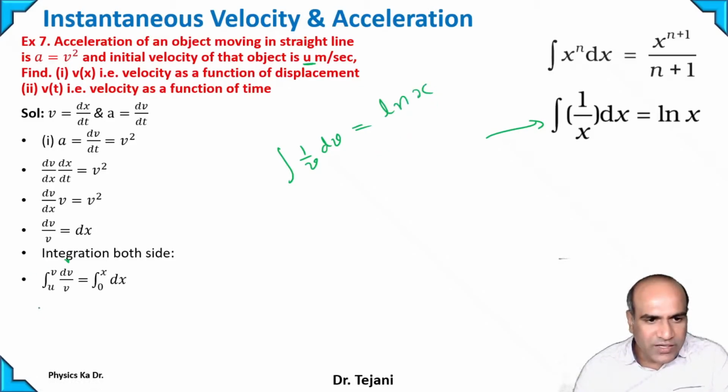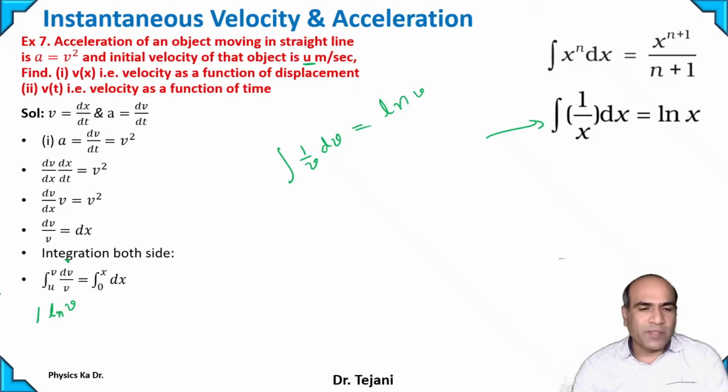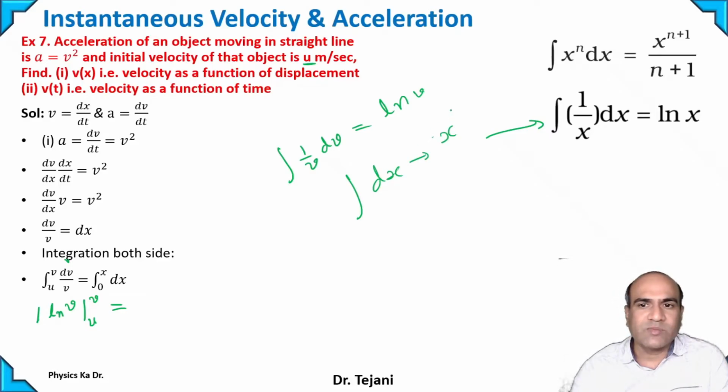So here it should be ln, and the variable is v, so it should not be x, it should be v. Fine. And we can write it in the form of the limits u to v. Its range is u to v. On the right, it is dx, meaning x power 0, whose integral is x power 1 divided by 1, so it becomes x. So it is equal to x, and again we need to show the range, 0 to x.